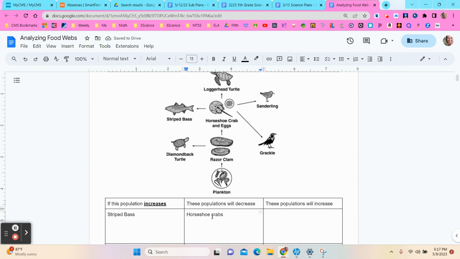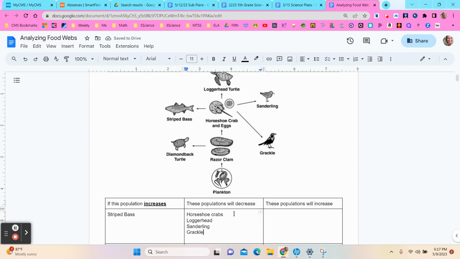But that also means that anything that eats the horseshoe crabs would also be impacted, right? Because if you have too many striped bass, they'll be eating up all of the horseshoe crabs, and that means less for the loggerhead turtles, less for the sanderlings, and less for the grackles. So those guys also need to be in the decrease side. So loggerhead, sanderling, and the grackle are all going to decrease.